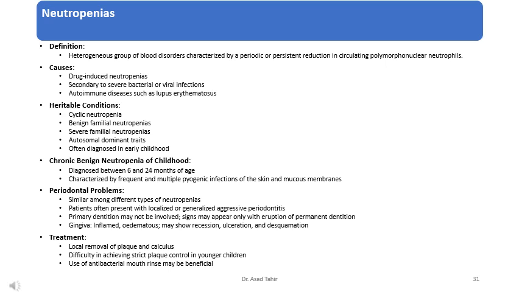Patients often present with localized or generalized aggressive periodontitis. Primary dentition may not be involved, signs may appear only with eruption of permanent dentition. Gingiva, inflamed, edematous, may show recession, ulceration, and desquamation. Treatment. Local removal of plaque and calculus. Difficulty in strict plaque control in younger children. Use of antibacterial mouth rinse may be beneficial.